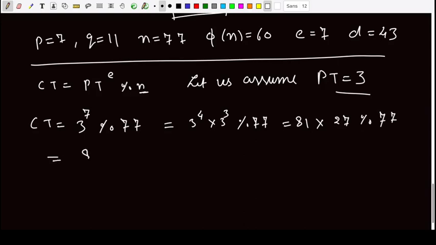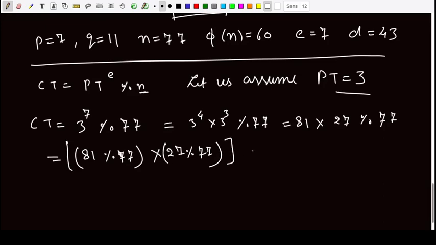Now, this is equal to 81 modulo 77 into 27 modulo 77, and then the entire thing modulo 77. Okay, so this is basically 4, right? If you divide 81 by 77, the remainder will be 4, and this is basically 27 modulo 77. So this is equal to, what is this? 4 into 27 is equal to what?